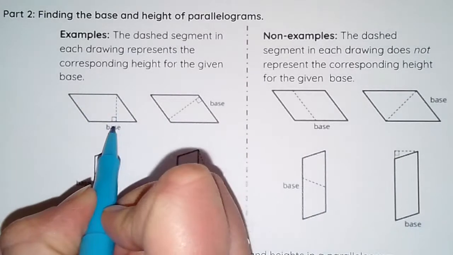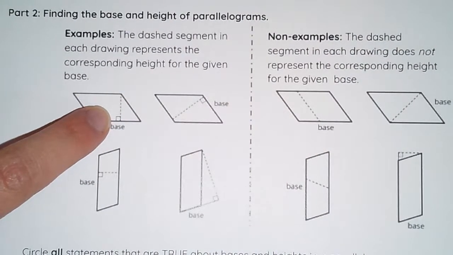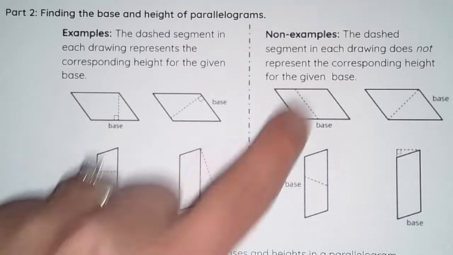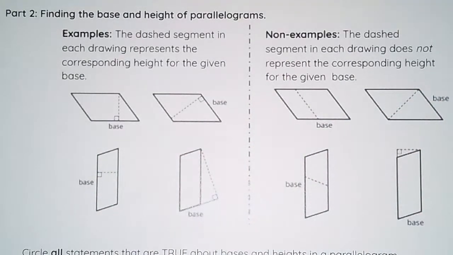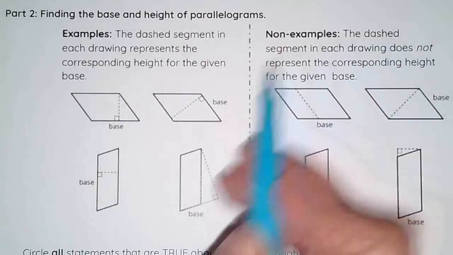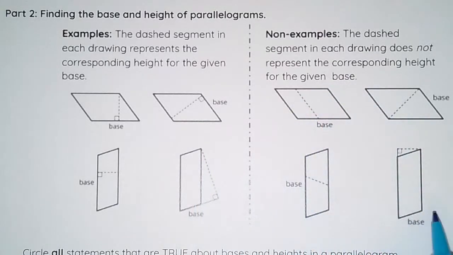As you can see, a base is always labeled, and then that dashed line is your height. So whenever you have that dashed line, that is where we are stating the height is. Now, these are correct. They are appropriate examples. These are not appropriate examples. These are not correctly labeled.